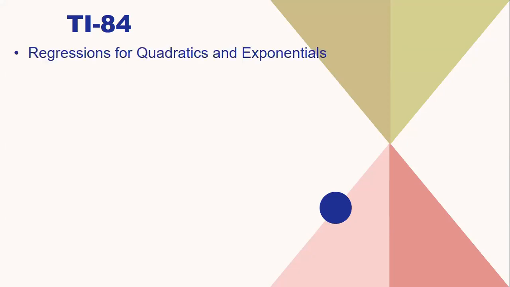So TI-84, we're going to be looking at regressions for quadratics and exponentials. The past week and a half, we've only been using the calculator to find what kind of regression models? Linear. We've only been looking at linear, right? We agree? Okay. Now we're going to be looking at our exponentials and quadratics.